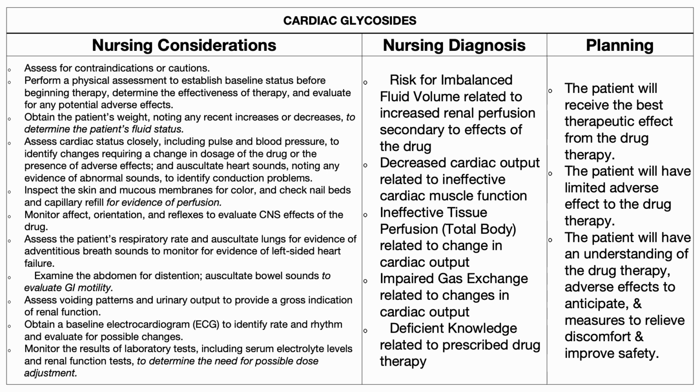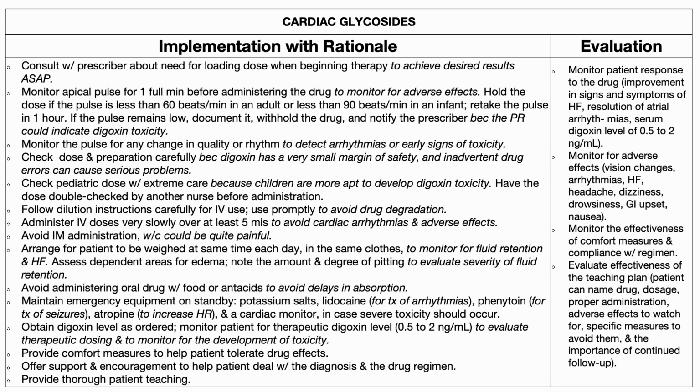Then the nursing considerations, diagnosis and planning, the implementation with rationale, and then the evaluation. Okay, for comfort measures, I would like to make mention that small frequent meals to help alleviate GI upset or nausea are recommended. Access to bathroom facilities if GI upset is severe, and to accommodate increased urination related to increased cardiac output. Safety precautions should also be provided to reduce the risk of injury secondary to weakness and drowsiness. Adequate lighting to accommodate vision changes if they occur, and positioning for comfort and frequent rest periods to balance supply and demand of oxygen.